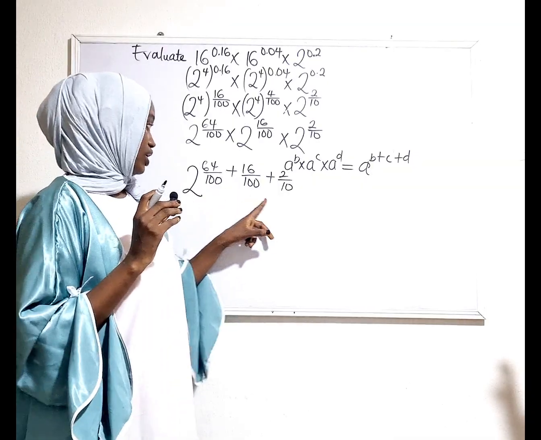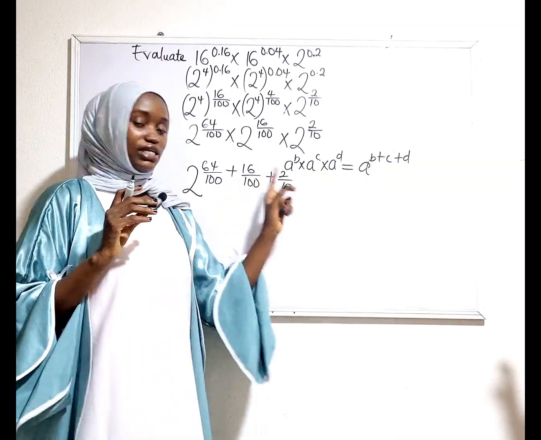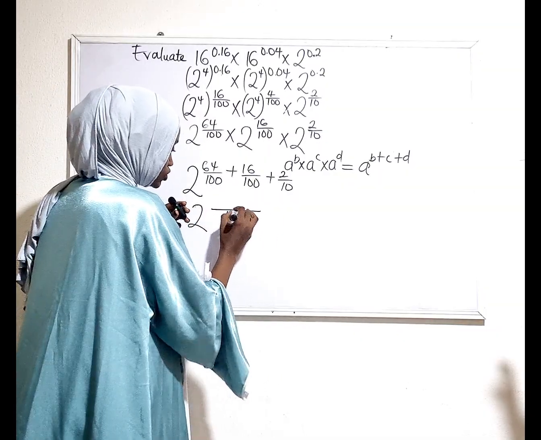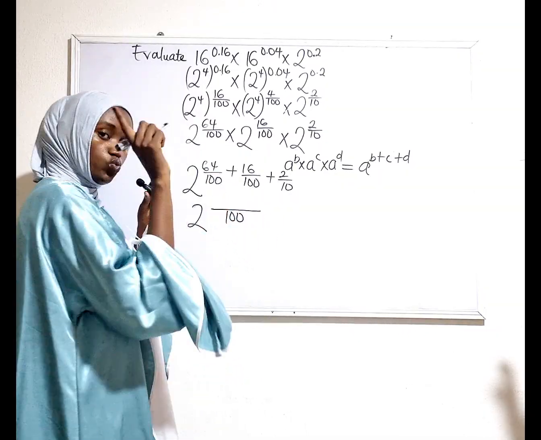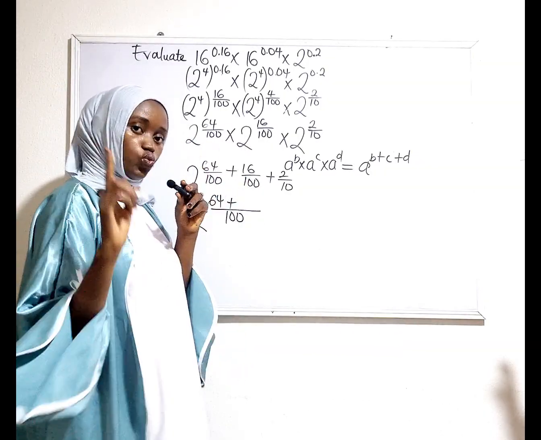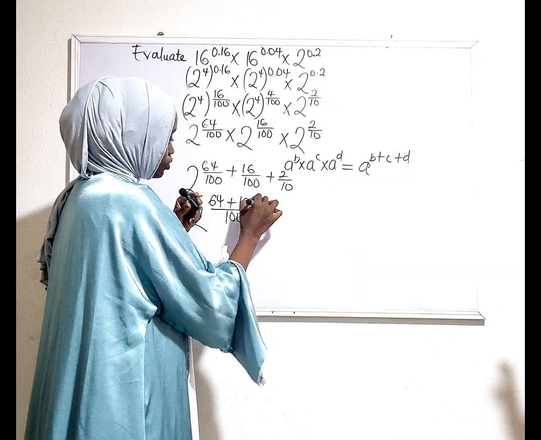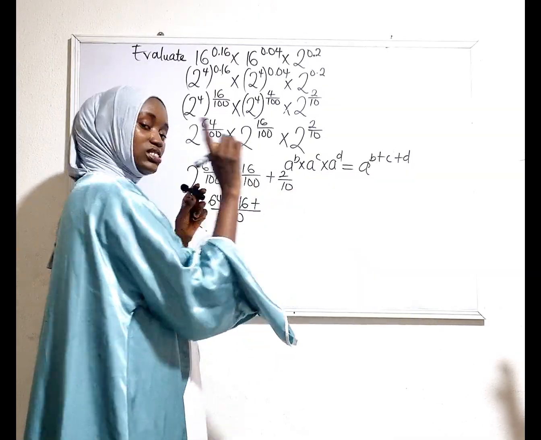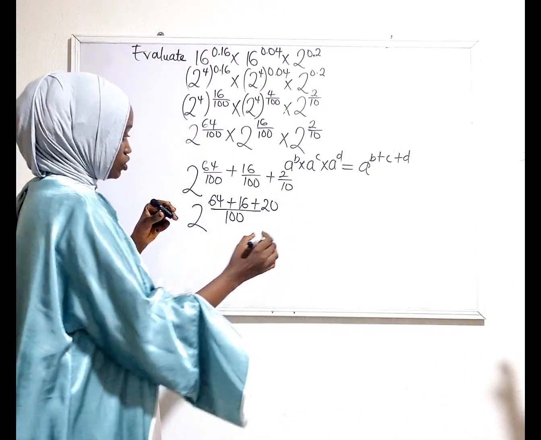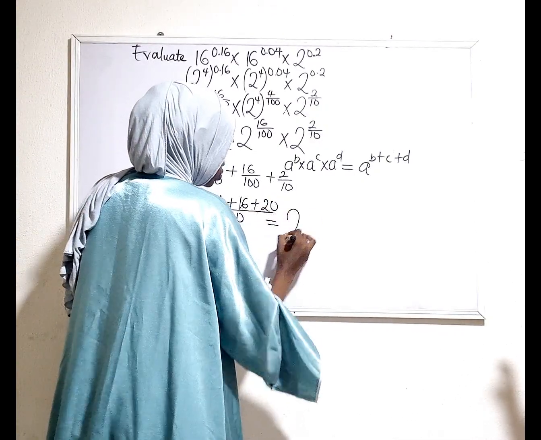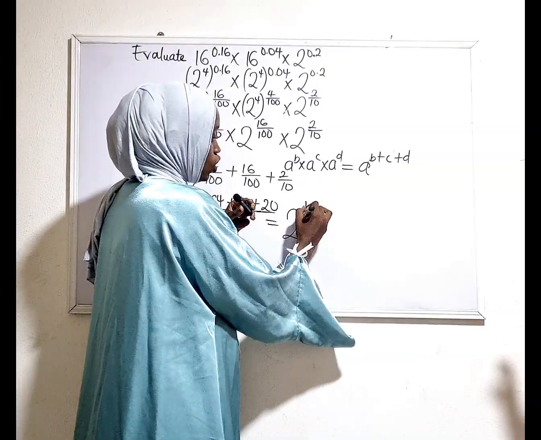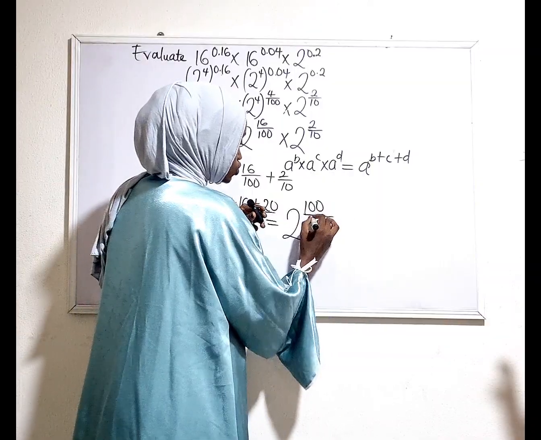So looking at the powers here, the LCM of 100 and 10 is what? 100, right? So this becomes 2 to the power of the LCM here, which is 100. 100 divided by 100 is 1, 1 times 64 is 64, plus 100 divided by 100 is 1, times 16 is 16, plus 100 divided by 10 is 10, and 10 times 2 gives us 20. So at this point, this becomes 2 to the power of 64 plus 16 plus 20, which gives us 100, and we have the denominator, which is also 100.